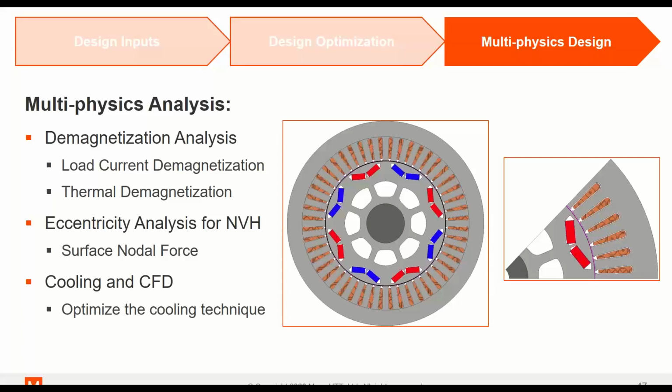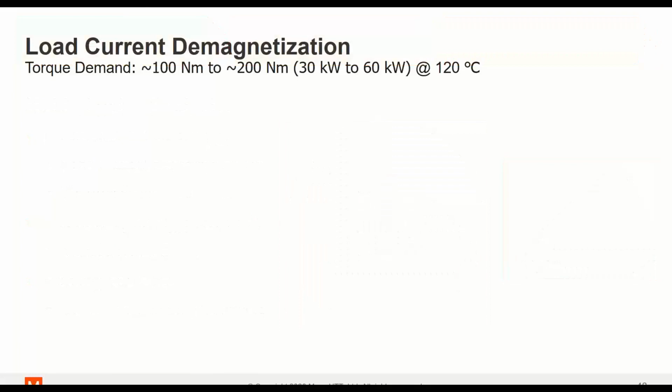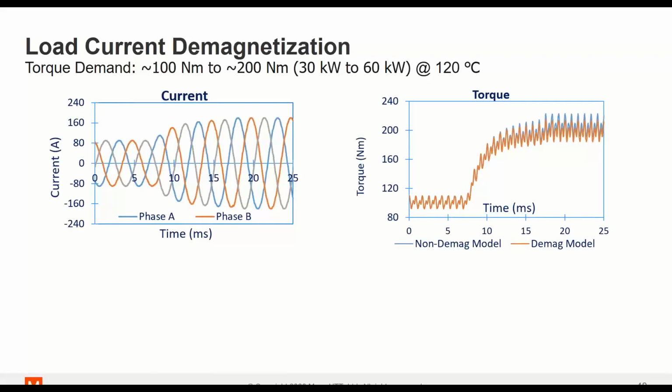Also, we're looking into the cooling and CFD to optimize the cooling technique, because as we're going to see, we're going to use some of the results from the demagnetization analysis to drive the cooling system design and sizing. So to start off with the current demagnetization, due to the increase in load torque from 100 Newton meter to 200 Newton meter at 120 degrees Celsius, this requires the current to be ramped up as seen in the chart, which results in a corresponding increase in torque. Now let's see the state of the magnets before and after the increase in current.